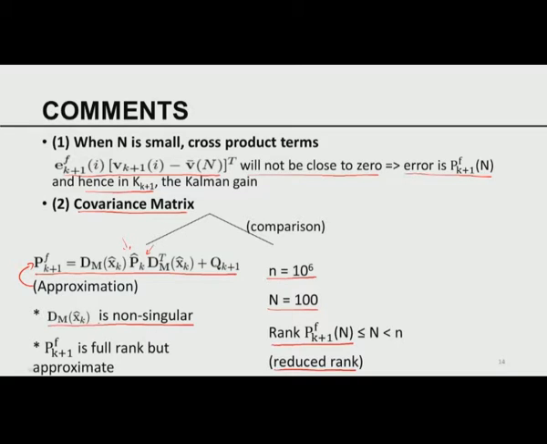In the case of covariance approximation, I am sorry, in the case of first order filter or second order filter, the P_k has full rank in first order and second order filters. Therefore, it is full rank, but it is still approximate. Full rank but not exact, it is only approximate. So I would like you to keep all these things at the back of the mind.